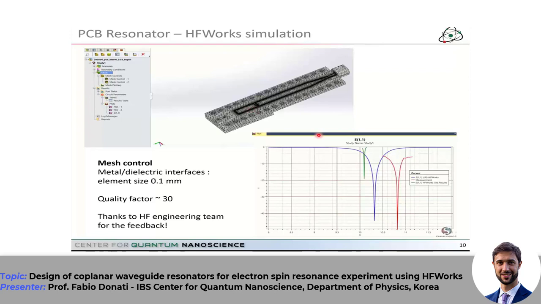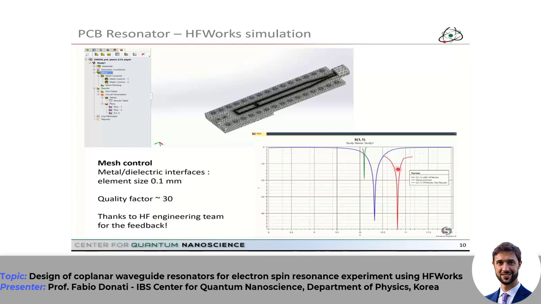Let me compare what we obtained with also our experiment. So with the blue line, you see here the S11 parameter calculated from the model using the right, so the best precision for the element size at the edges between the metal and the dielectric. With the red line, you see the performance of our resonator. So this is the S11 parameter. The frequency is slightly different, but the two quality factors of the resonance are quite close to each other.